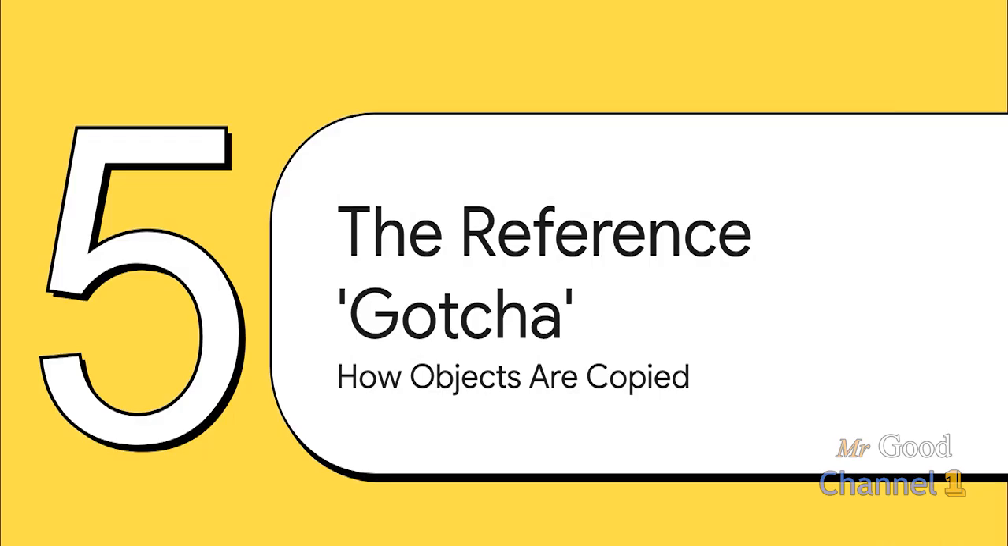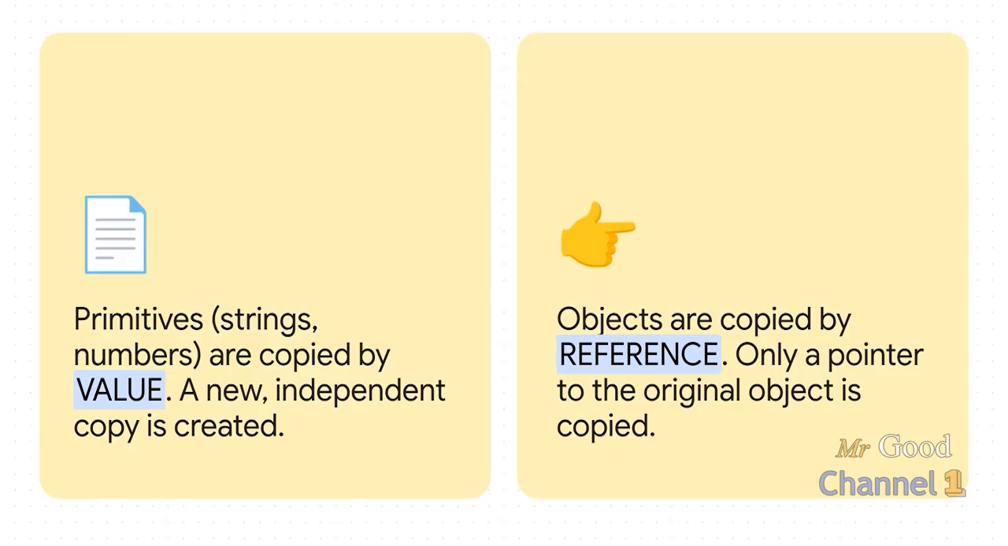All right, let's slow down for a second because this next concept is, without a doubt, one of the most important and confusing things for new JavaScript developers. It really changes how you think about passing objects around in your code, so let's break this down carefully. So first, let's look at simple things like numbers or strings. We call these primitives. When you copy a primitive, it's copied by value. The easiest way to think of this is like making a photocopy. The new variable, str2, gets a brand new, totally independent copy. If you go and change that copy, the original is completely untouched.